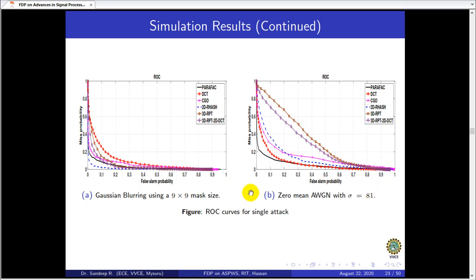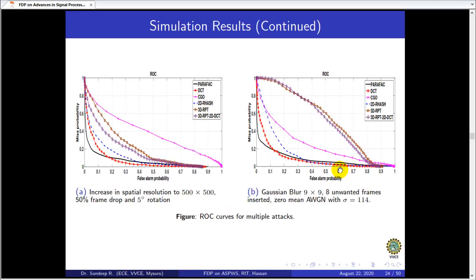But when it comes to noise, because of the addition of noise, the variance values increase. The core of our algorithm depends on variance calculation, and hence because of noise, the variance is more, and our algorithm's area under the ROC curve is more in this particular case, that is in the case of noise. But the best performing algorithm is the parallel factor analysis based video hashing algorithm. This is for single attacks. Now this is for multiple attacks.